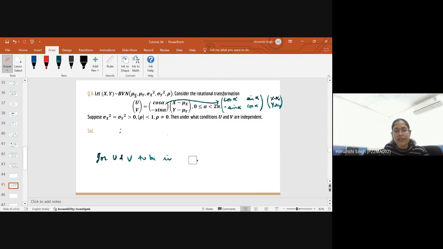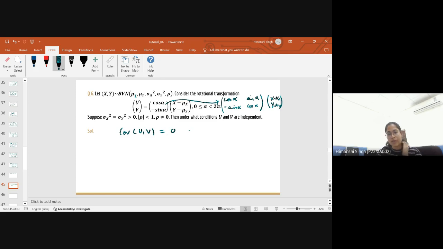So basically they are asking under what condition u and v are independent. Now for u and v to be independent, whatever dependency is there, they should be linearly independent also. So the covariance of u comma v should be 0, meaning they are uncorrelated. Basically, first of all, we want to find the condition when the covariance of u comma v will be 0, in order to say under what condition u and v are independent. So the covariance of u comma v should be 0 for u and v to be independent.